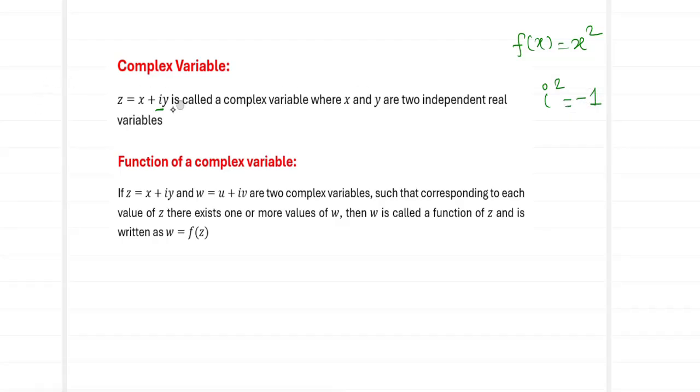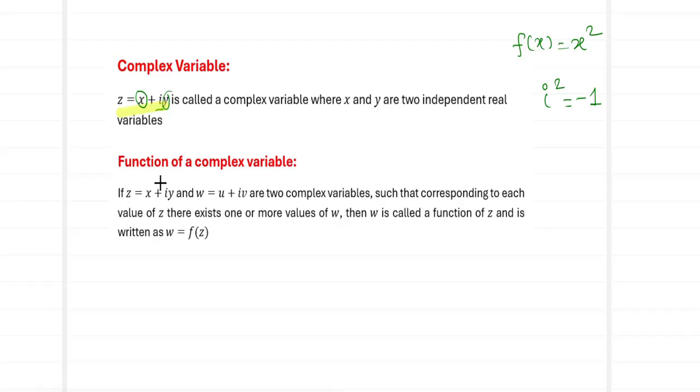In this expression of z is equal to x plus iy, the first term which is present over here, x, will be referred as the real part of the complex number. And the second quantity which is present over here, y, is called as the imaginary part of the complex number. So, when I have a combination of a real part plus i times my imaginary part, then this quantity is referred as a complex variable.